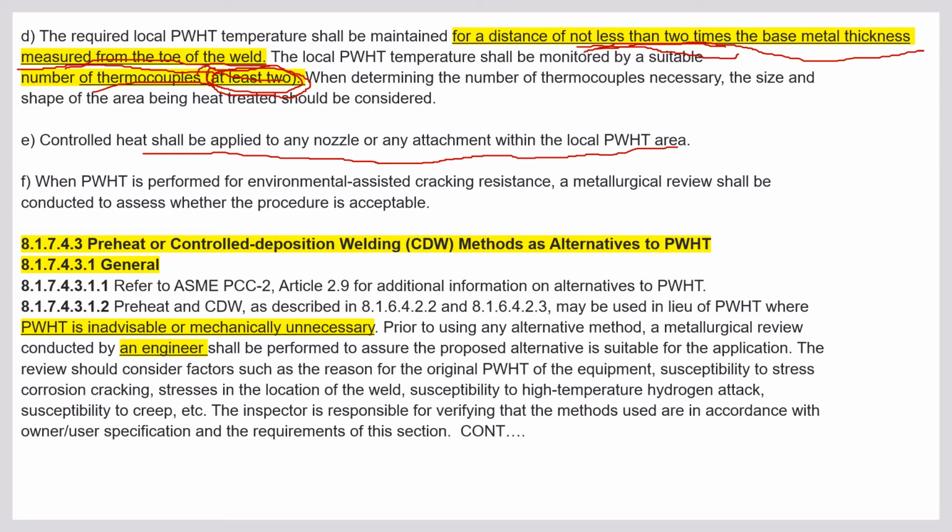So preheat or controlled deposition welding method as an alternative to PWHT. Refer to ASME PCC-2 Article 2.9 for additional information on alternatives to PWHT. Preheat and CDW as described in 8.1.6.4.2 and 8.1.6.4.3, which we read earlier, may be used in lieu of PWHT where PWHT is inadvisable or mechanically unnecessary. Prior to using any alternate method, a metallurgical review conducted by an engineer shall be performed. Those terms we already read in the previous slide.